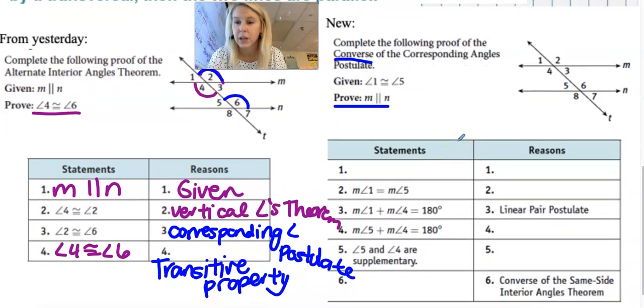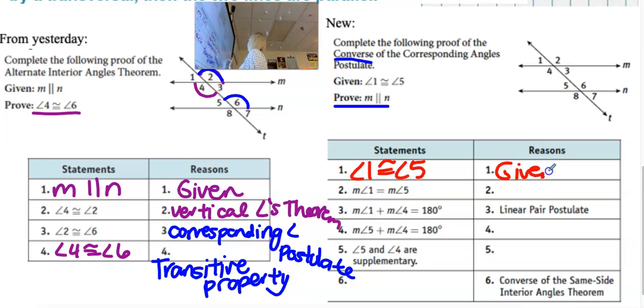All right, so let's take a look at this first one. Complete the following proof of the converse of the corresponding angles postulate. Given 1 is congruent to 5, let's go ahead and write our given. And that is given. Again, the proof part is always going to go bottom left, so M is parallel to N. Now I just kind of have to figure this part out.